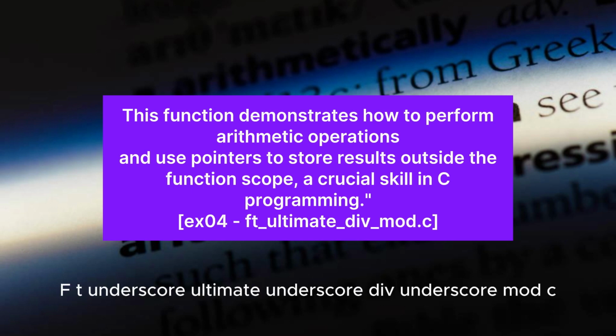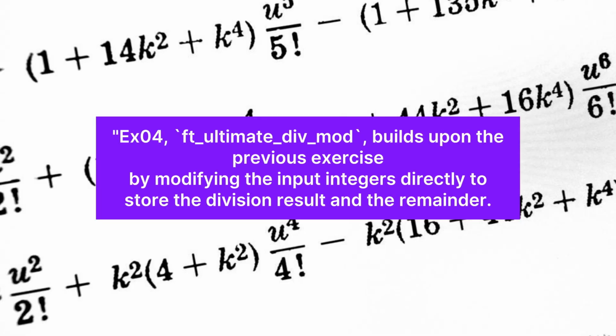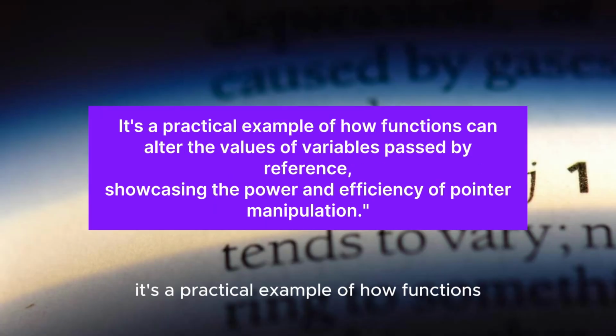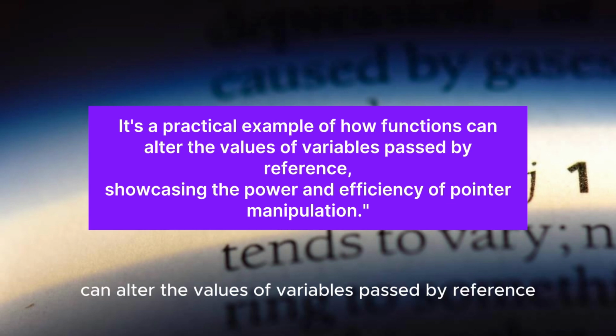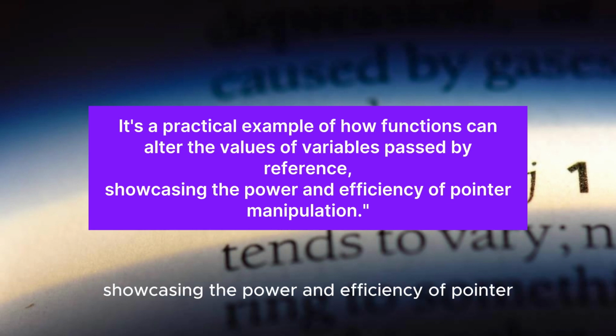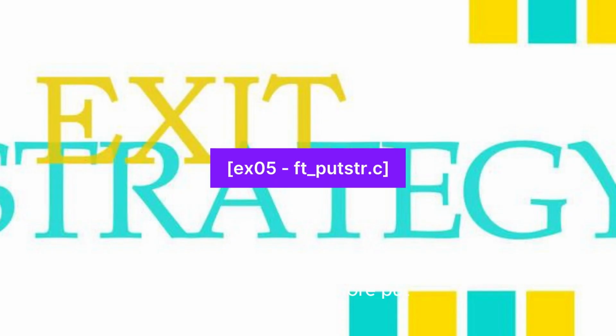X04. ft_ultimate_div_mod.c. X04 ft_ultimate_div_mod builds upon the previous exercise by modifying the input integers directly to store the division result and the remainder. It's a practical example of how functions can alter the values of variables passed by reference, showcasing the power and efficiency of pointer manipulation.